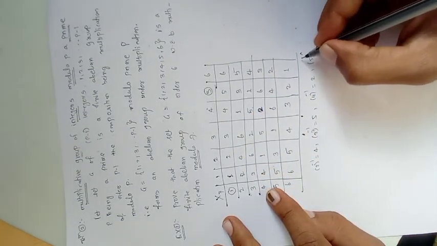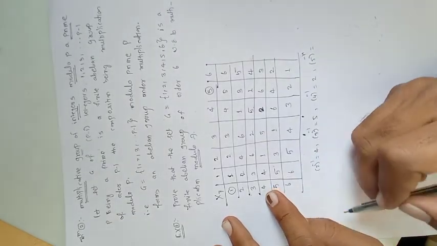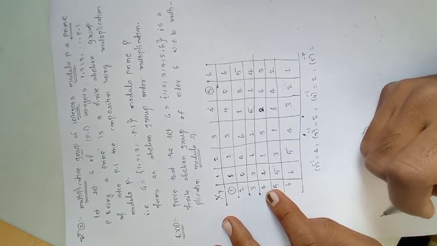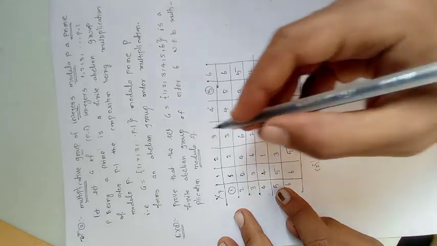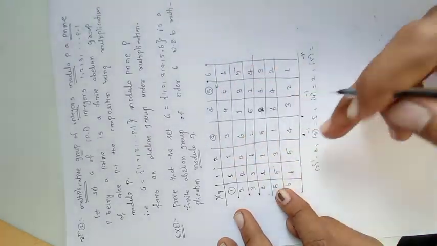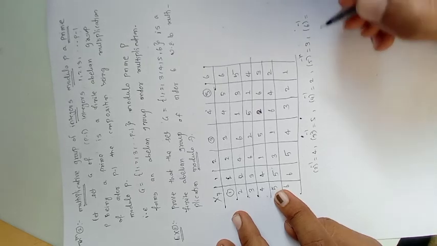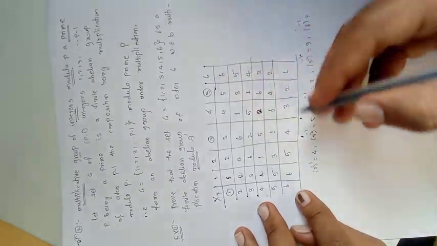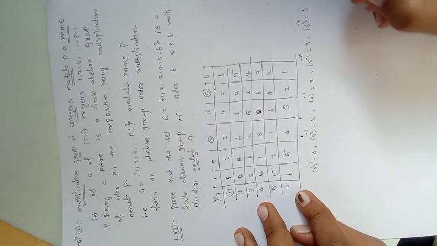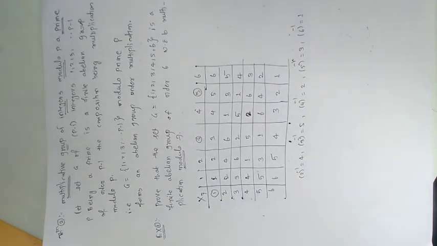Now the multiplicative inverse of 5. The multiplicative inverse of 5 is what? 3 because 5 into 3 is equal to 1. And the multiplicative inverse of 6 is equal to 6 because 6 into 6 is equal to 1. So this forms an abelian group of order 6.